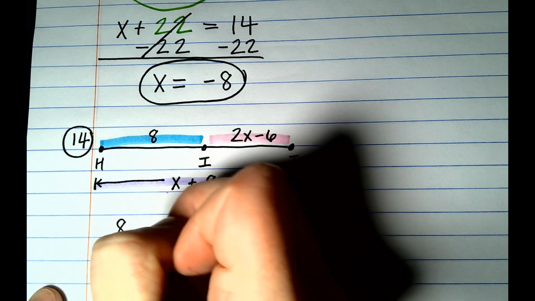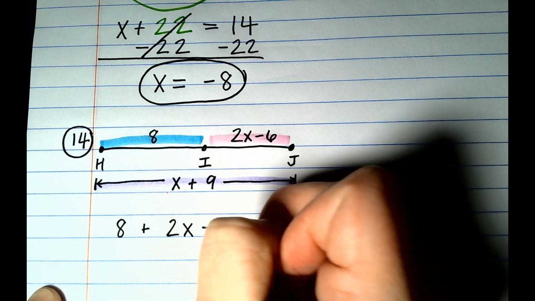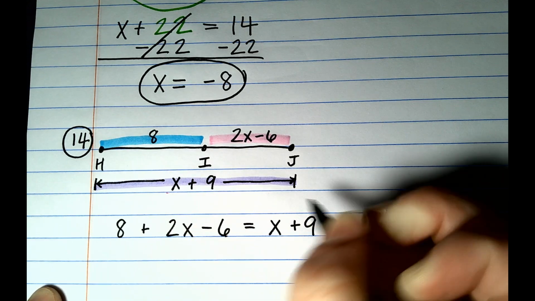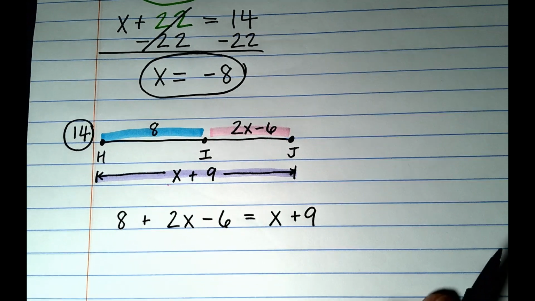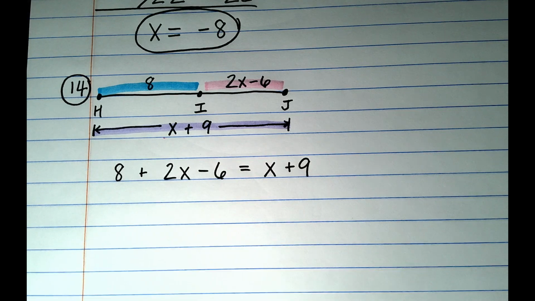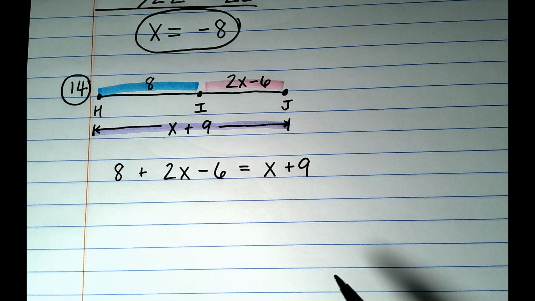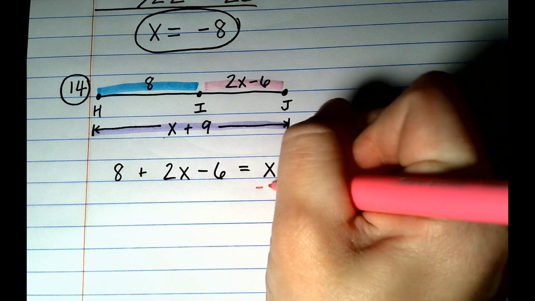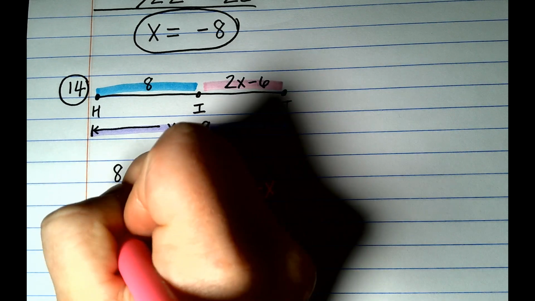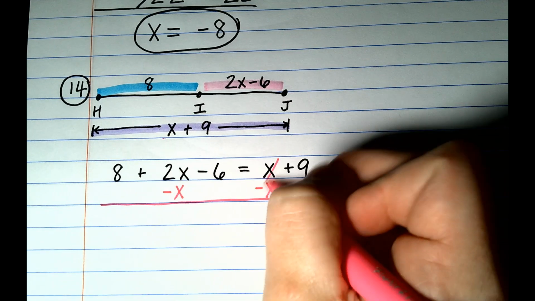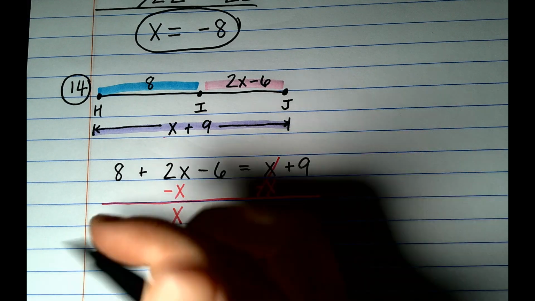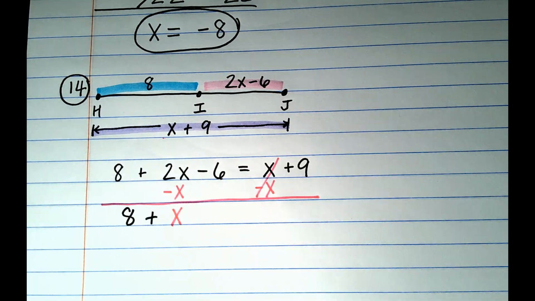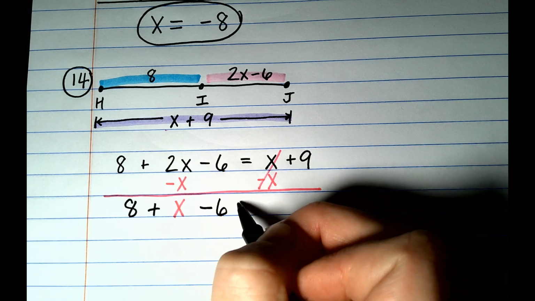8 plus 2x minus 6 equals x plus 9. Perfect. 8 plus 2x minus 6 equals the total of x plus 9. So there is our equation. What should I do next? Subtract x from both sides. Yes, let's subtract x from both sides. Those cancel, which will be 8 plus x minus 6. Good.